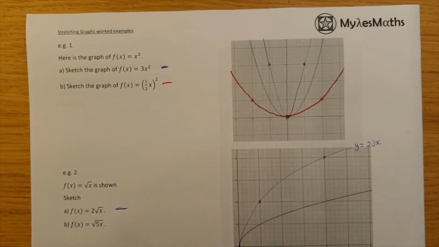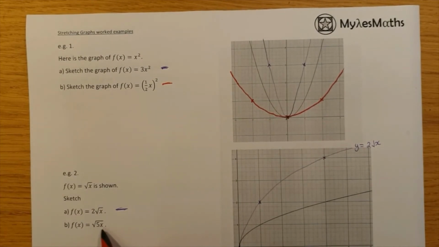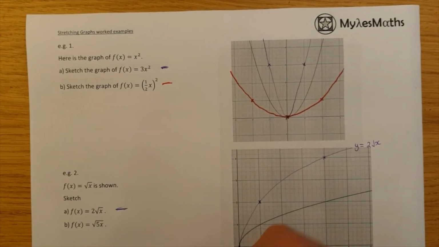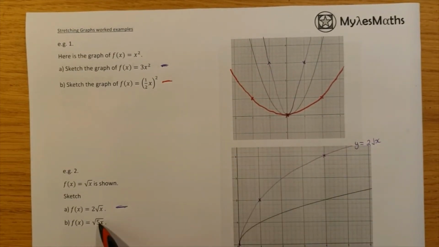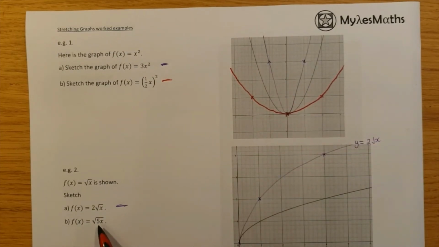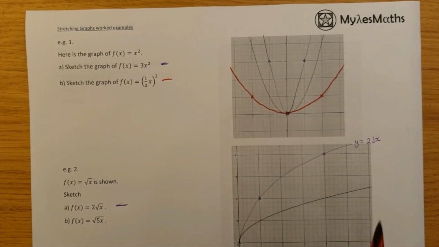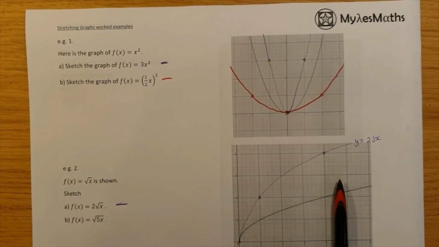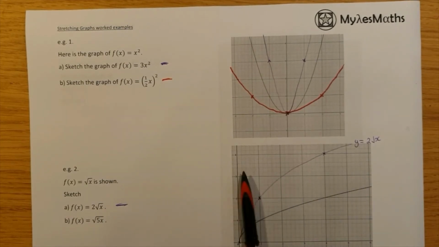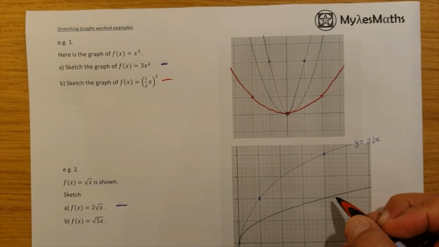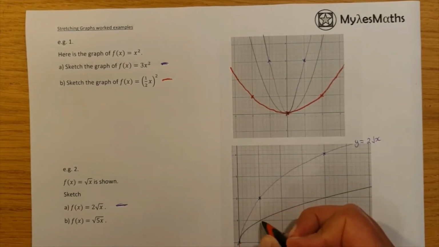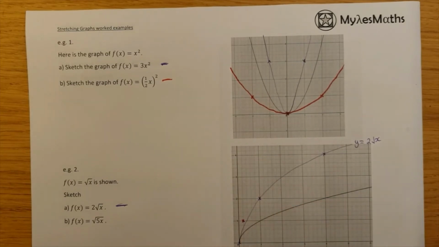The next one is f of x equals root of 5x. The 5 is inside the function. If it's inside the function, it's the opposite of what we think it is. So it's not 5, it's 1/5. It's also in the x direction. So this is a stretch, scale factor 1/5 in the x direction. So if I take a point that I know the location of, like the point 1, 1 here, well, 1/5 of 1 would be 0.2. So this point is actually going to end up here.